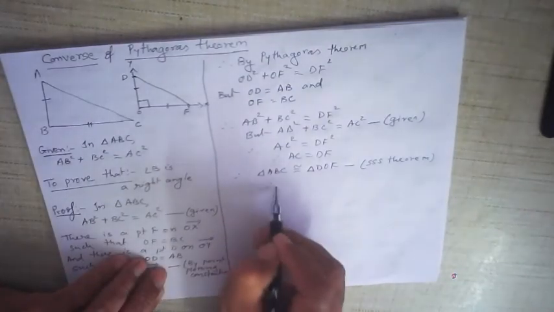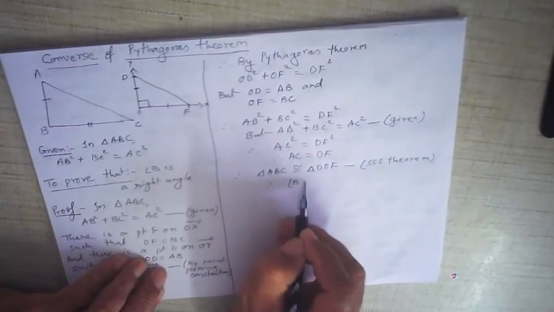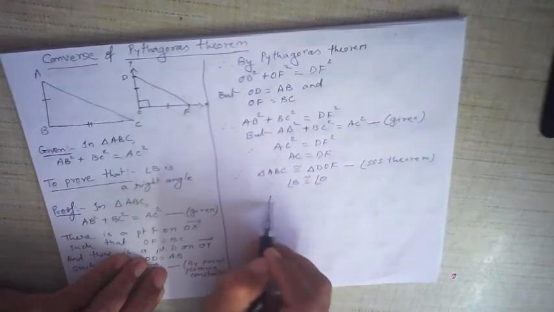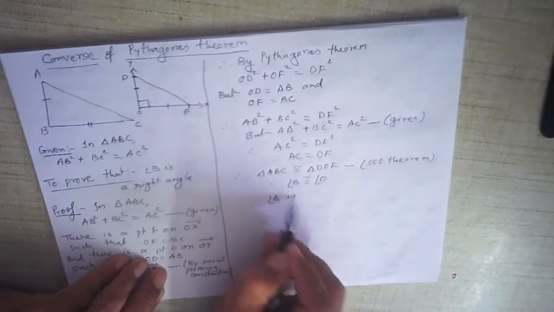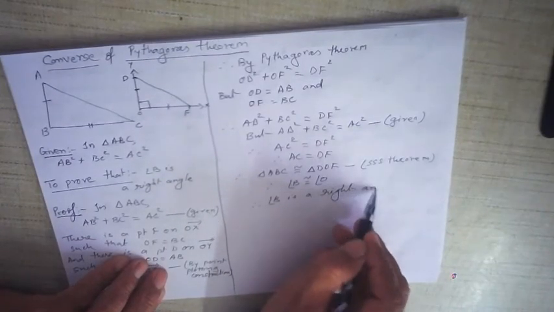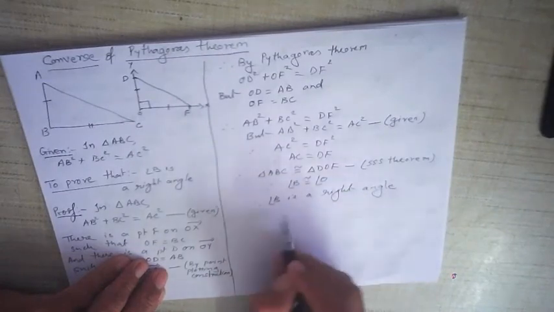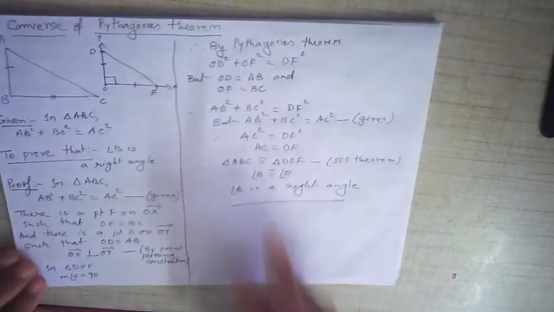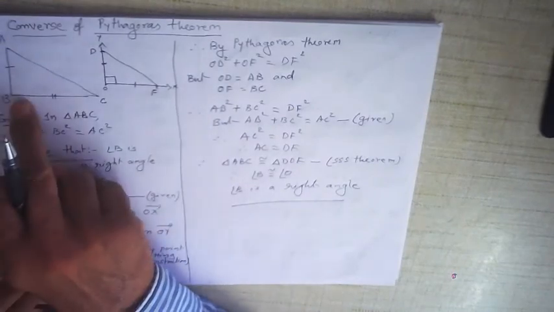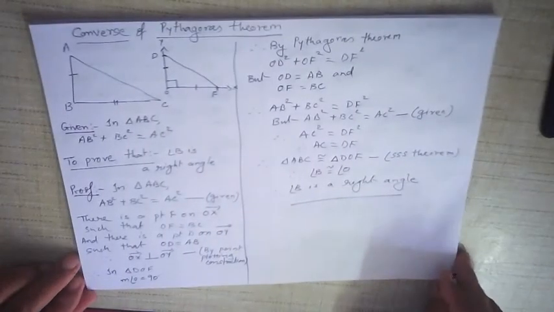If the triangles are congruent, then angle B must be congruent to angle O. Therefore angle B is a right angle. Why? Because angle O is a right angle. Angle O is equal to angle B. Therefore, angle B must also be a right angle. This is called converse of Pythagoras theorem.